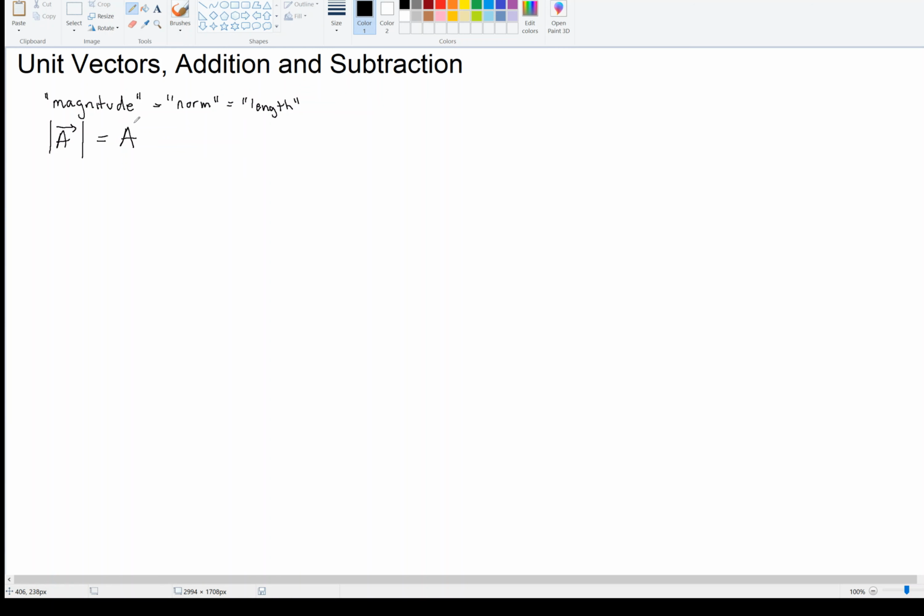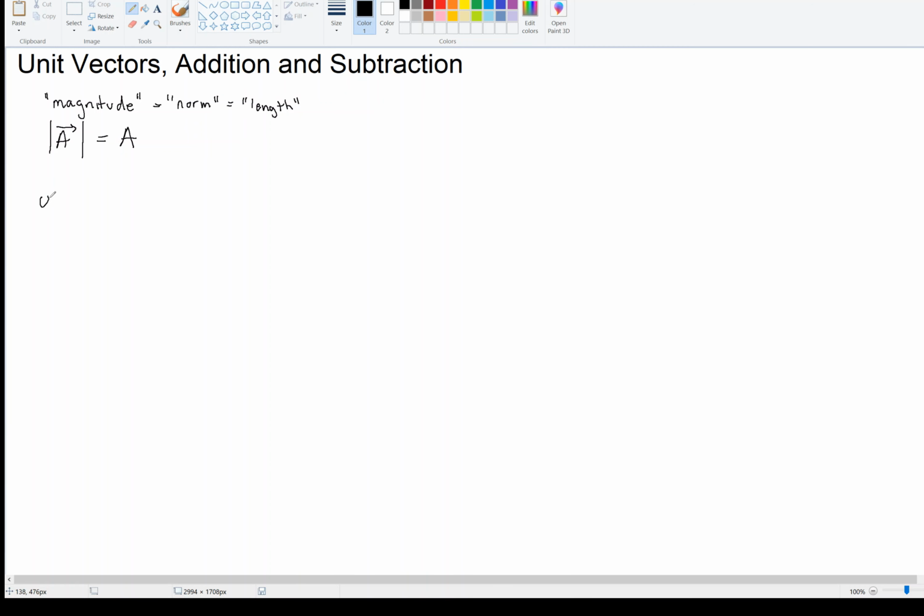So now this is consistent with our notation. If I leave the arrow off, then that means a scalar. But I'm going to use the same letter to show that this scalar is the magnitude of this vector A with the arrow over it. So either one of these notations is fine, with the bars or without the arrow. That means the magnitude, the norm, the length of A.